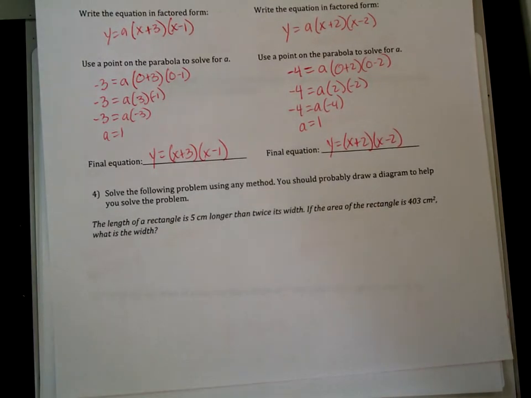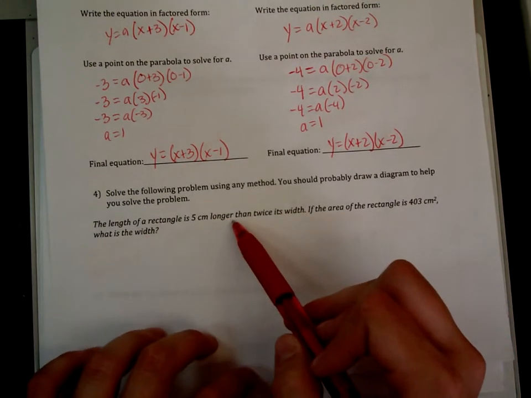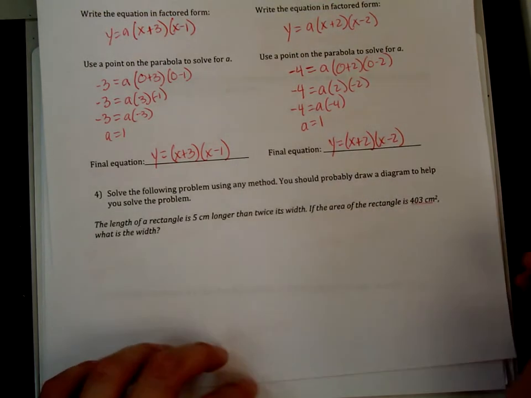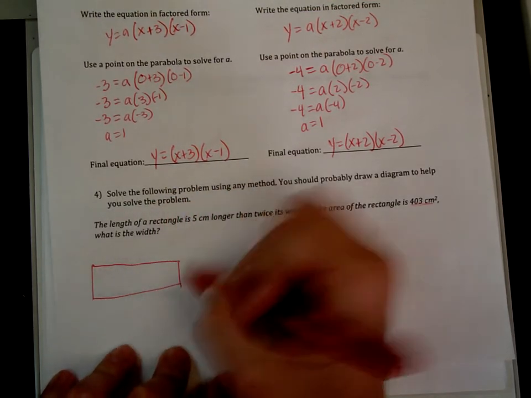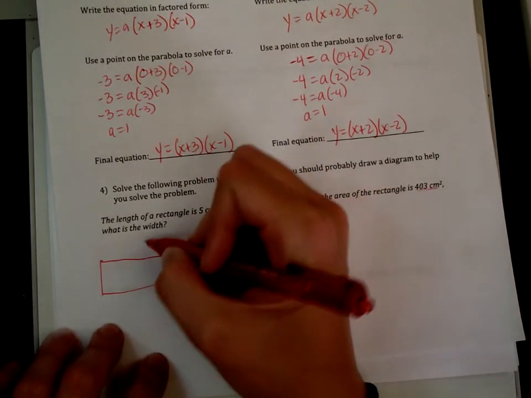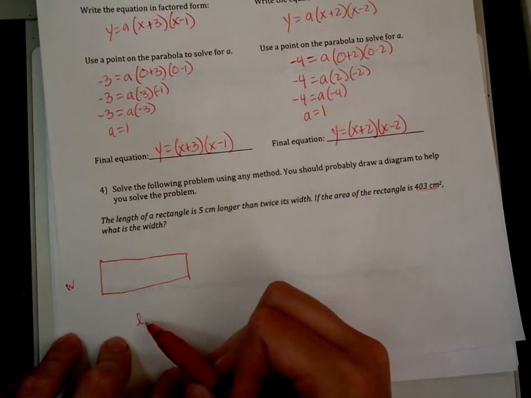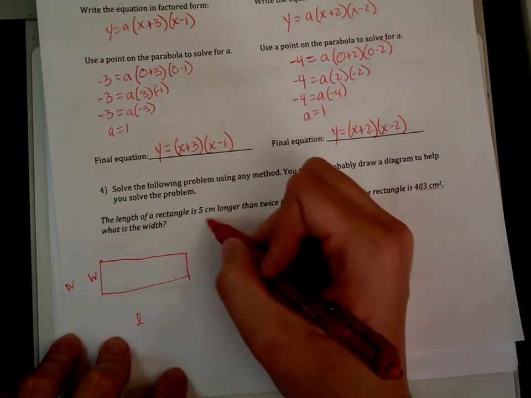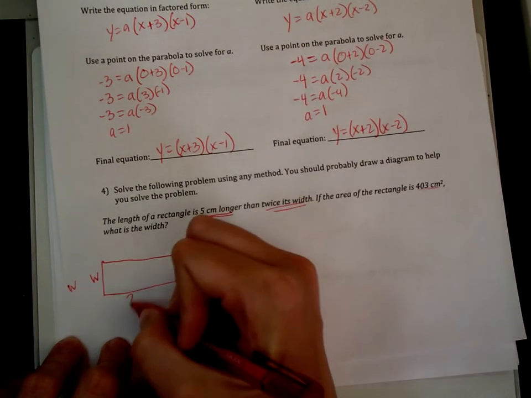Solve the following problem using any method. You should probably draw a diagram to help you solve it. The length of a rectangle is 5 centimeters longer than twice its width. The area is this. What is the width? So we've got this rectangle, and we've got width and length. If we call the width W, the length of the rectangle is 5 centimeters longer than twice its width, so 2W plus 5.